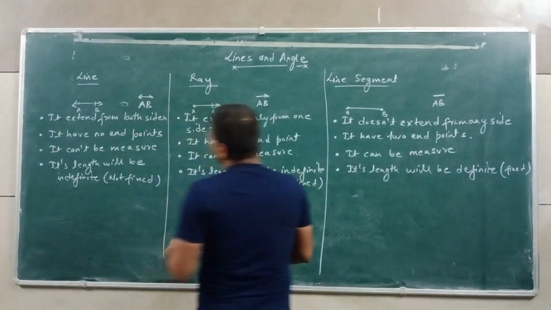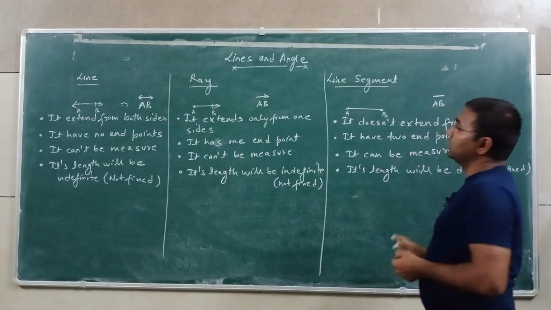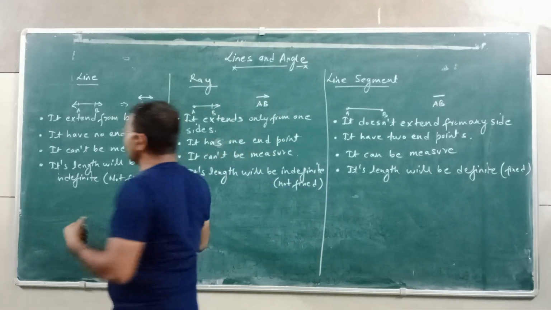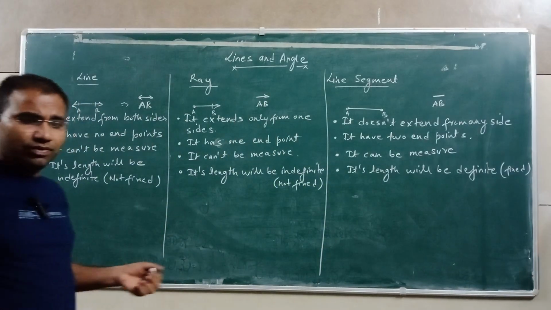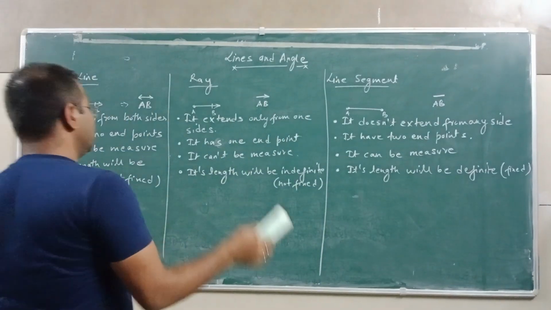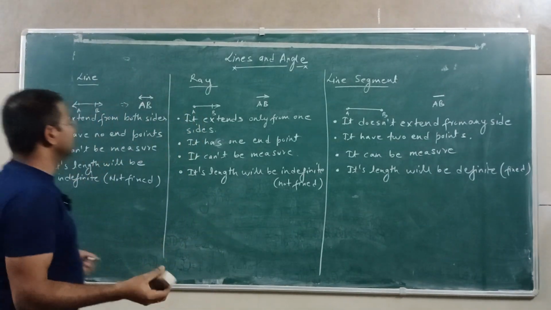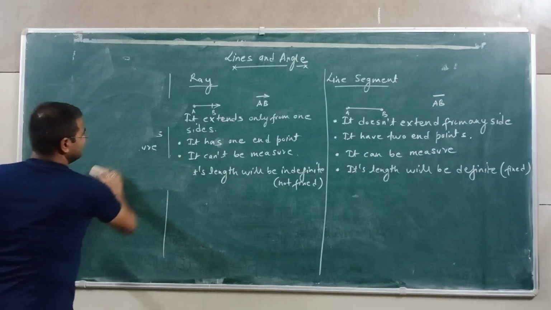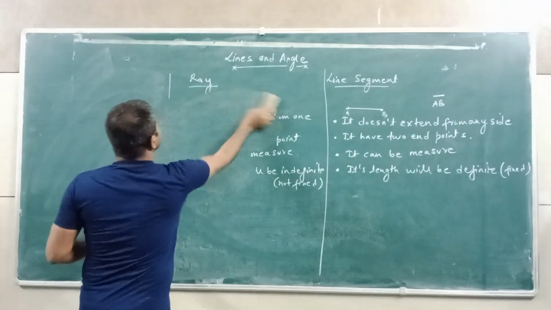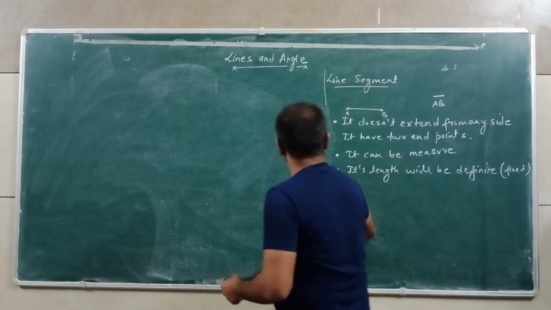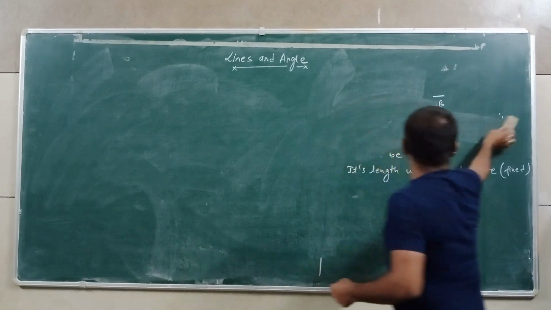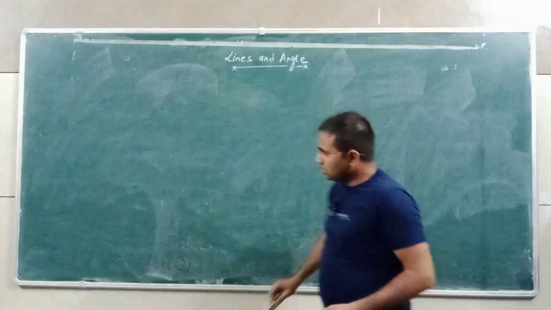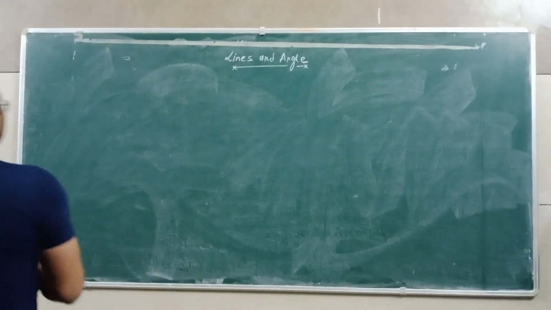What is an angle? So here you had the line, ray and line segment. Angle is defined on the basis of ray. So how will you define the angle on the basis of ray? We will see. So I am going to erase all this. I hope you have noted it down. Now let us see about the angle.